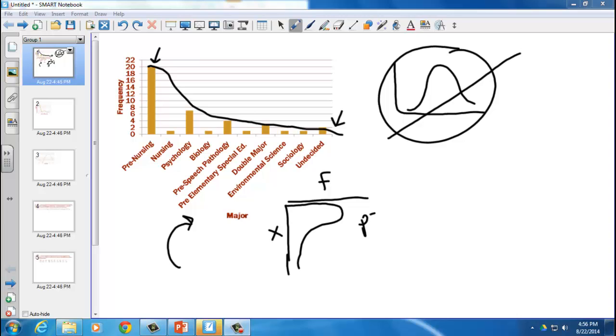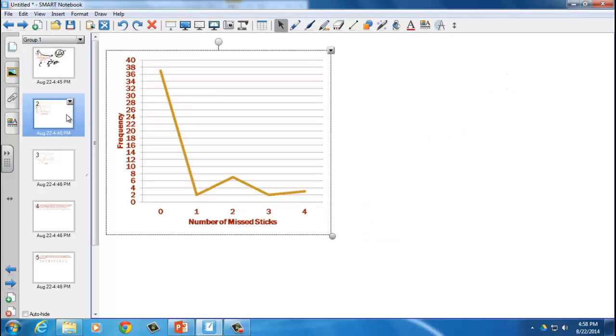P for positive, so positively skewed distribution. All right, let's move on to problem 1B. So this graph should be familiar to you. It's looking at the number of missed sticks for blood draws this week among a population of phlebotomists is what we were looking at.